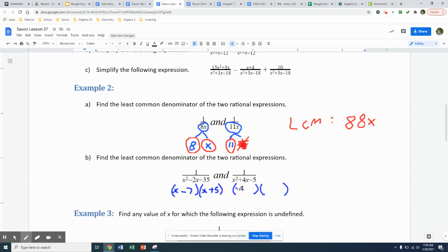It'd have to be the 5. So x plus 5 and x minus 1 would be my two factors. So I've got x plus 5, x minus 1 for that second fraction's denominator.